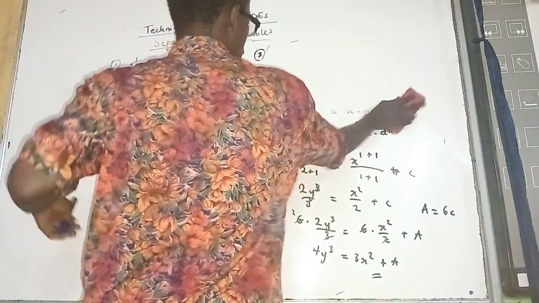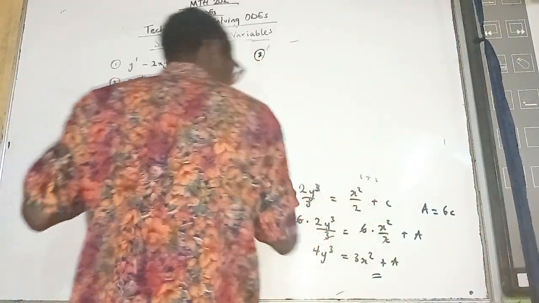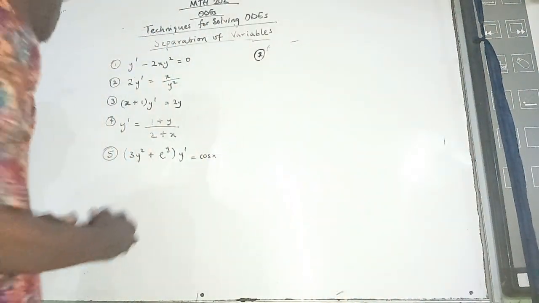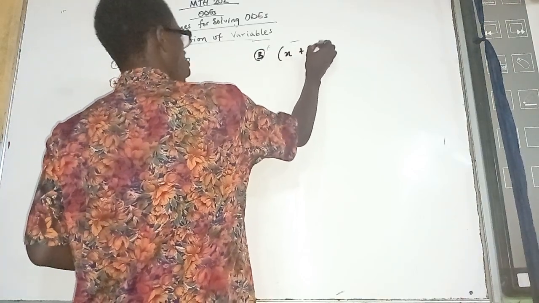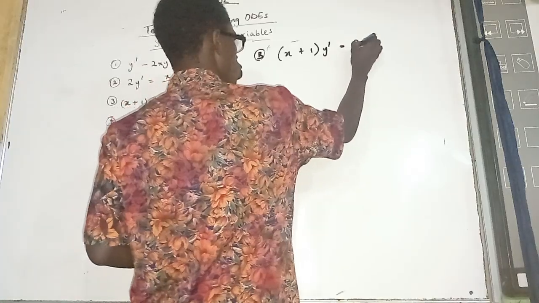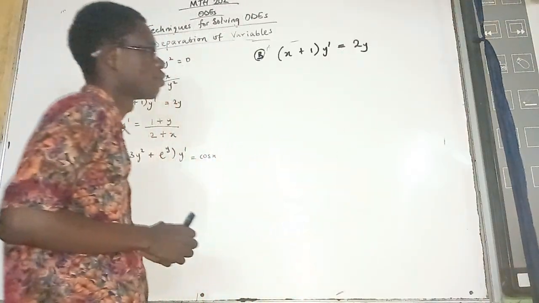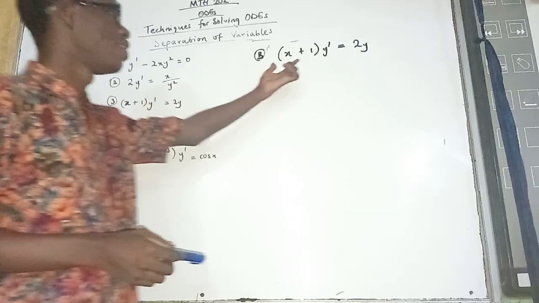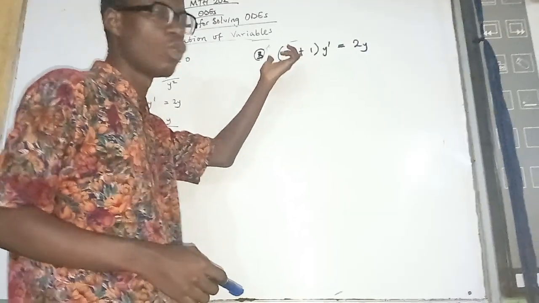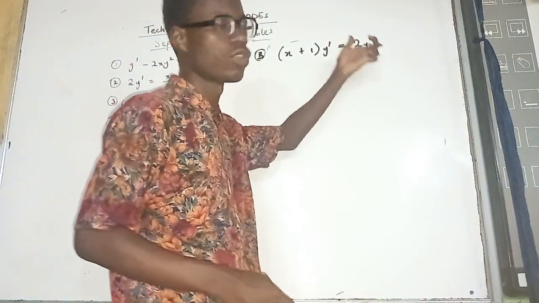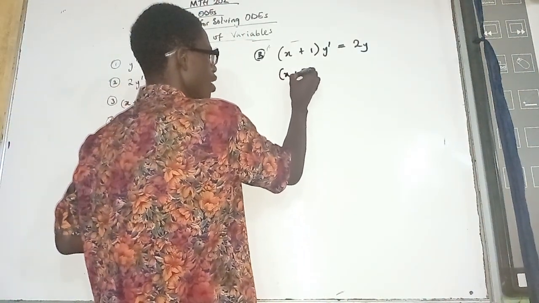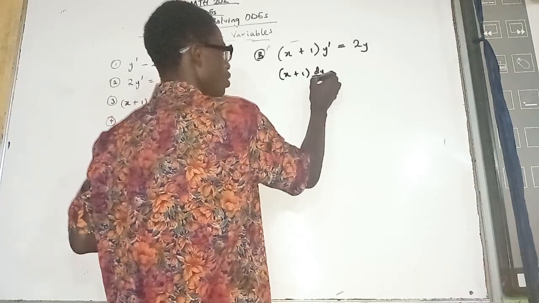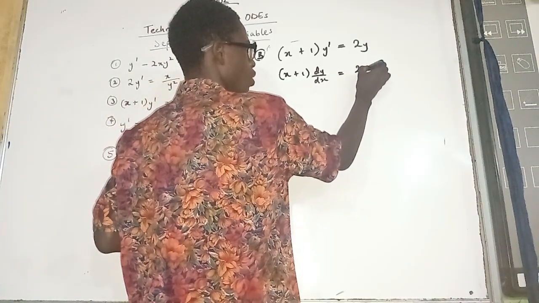Going to the third question now. For the third question, we have x plus 1 y prime equals 2y. Now this is a function of x, right? x plus 1 is the whole function of x and 2y is the whole function of y. So what do I do? I just write this first. x plus 1 dy/dx equals 2y, right?